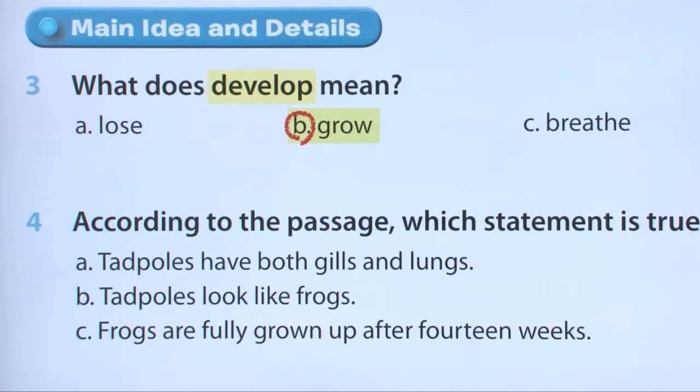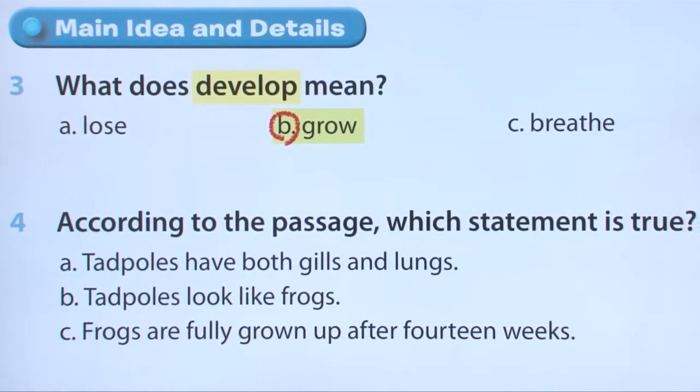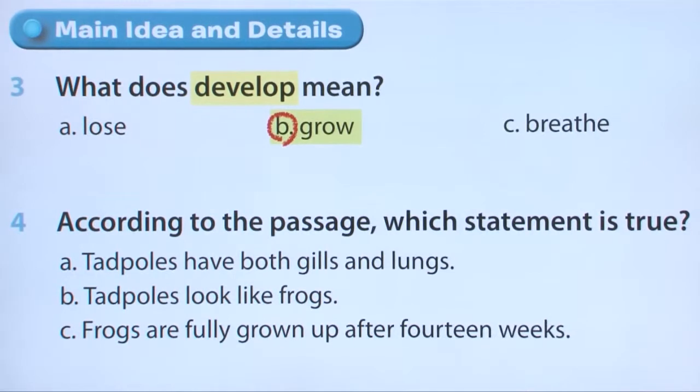Okay, now for number 4. According to the passage, which statement is true? Is it A, tadpoles have both gills and lungs, B, tadpoles look like frogs, or C, frogs are fully grown up after 14 weeks?